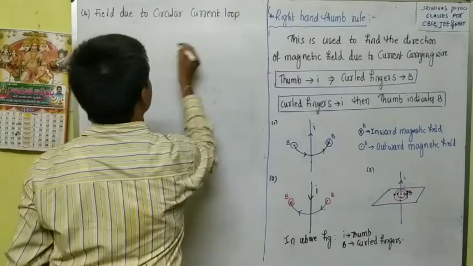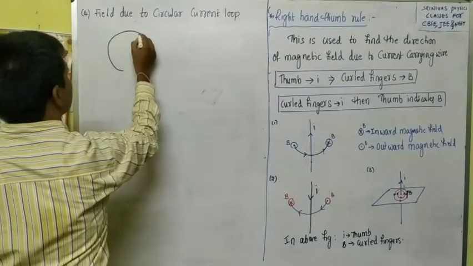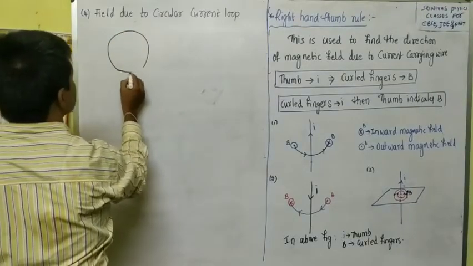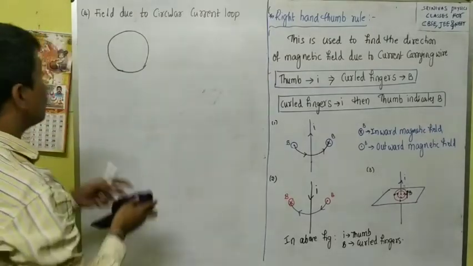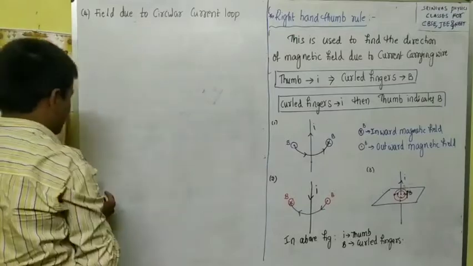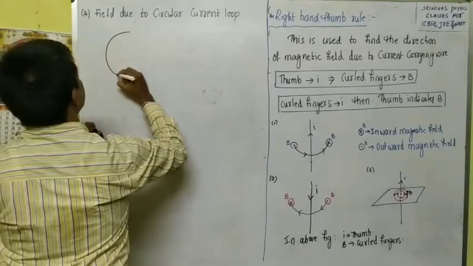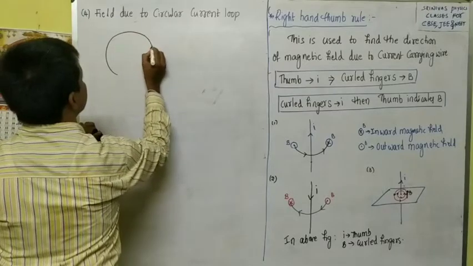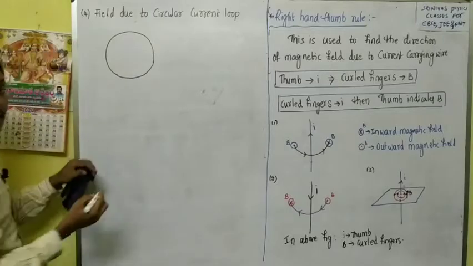This is a current carrying loop. It is there like this. Okay, I am taking a circular current carrying loop. How will the direction of the magnetic field be there? Okay, how to find out the magnetic field direction? This is a circular loop.